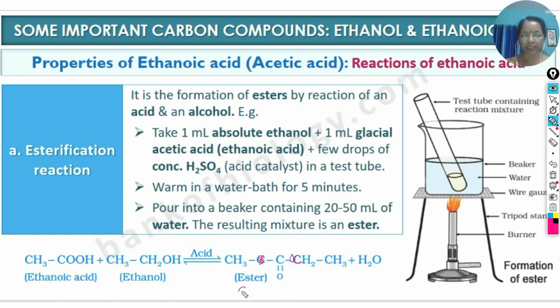This is called ethyl acetate or ethanoate, we can say. This is the name of the ester. Okay, ethyl ethanoate. Okay, so that is the esterification reaction. What are the reactants required? Acetic acid and ethanol. Okay, and in the presence of an acid, esterification takes place. So that reaction is called the esterification reaction.